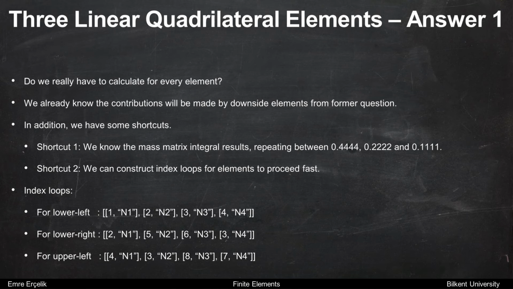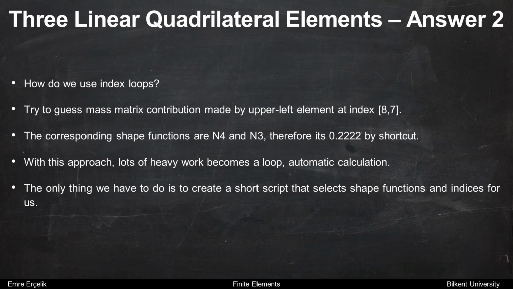And shortcut 2 is that we can construct index loops for elements to proceed fast. And index loops are given below. But how do we use index loops? You can try to guess: the mass matrix contribution made by the upper left element at index 8, 7. The corresponding shape functions are N4 and N3. Therefore, it's 0.222 by shortcut. With this approach, lots of heavy work becomes a loop. It becomes an automatic calculation.